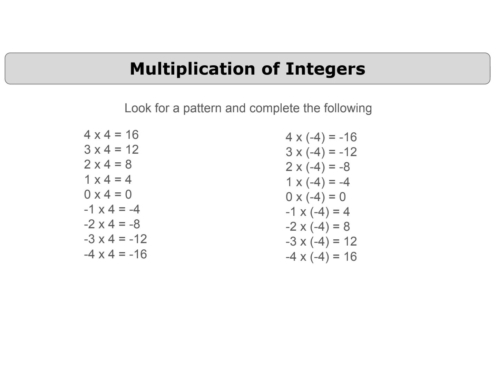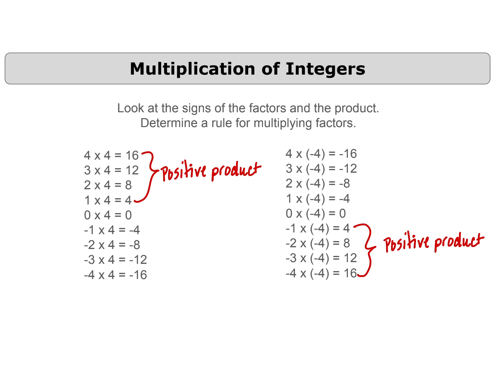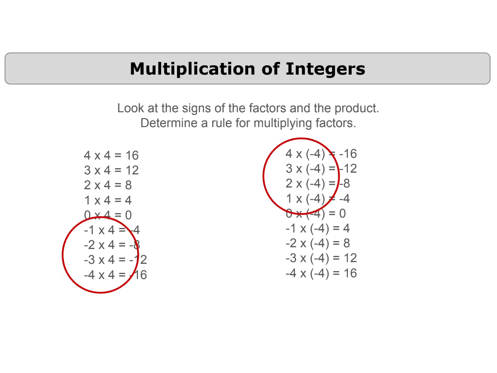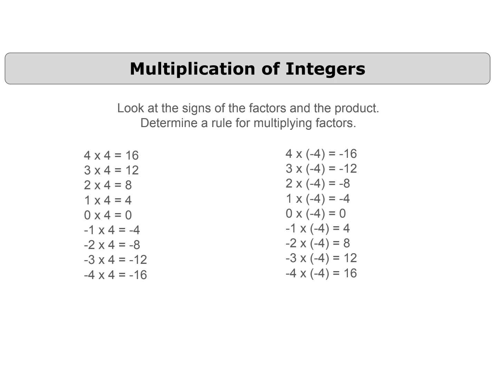Now let's look at the signs of the factors and the products and see if we can determine a rule for multiplying integers. Notice when the factors have the same sign, either both factors are positive or both factors are negative, the product is positive. Also notice when the factors have different signs, one factor is positive and the other factor is negative, the product is negative.